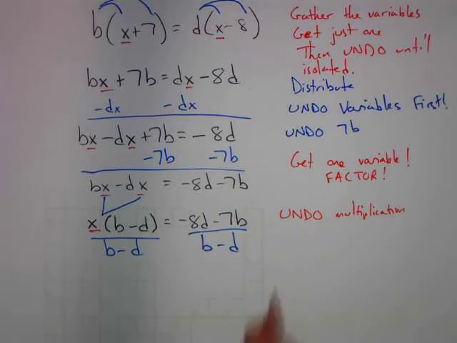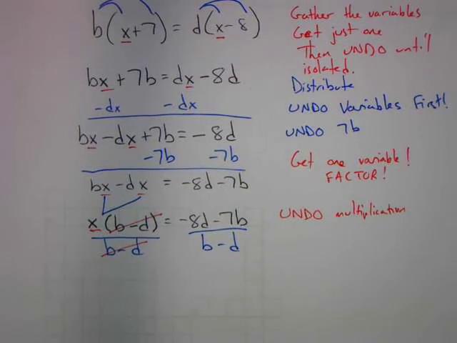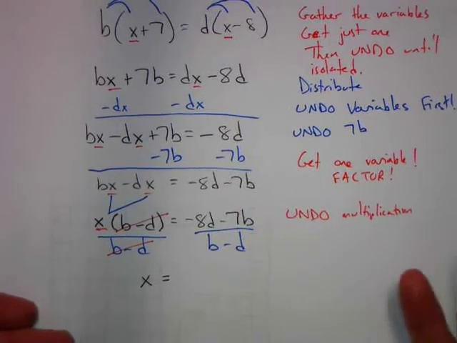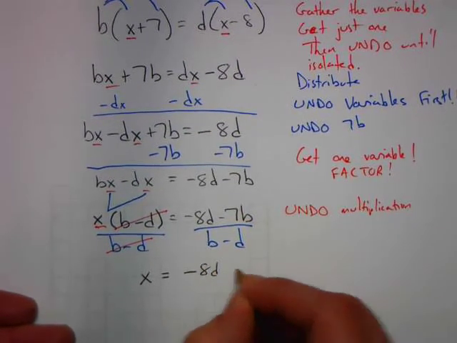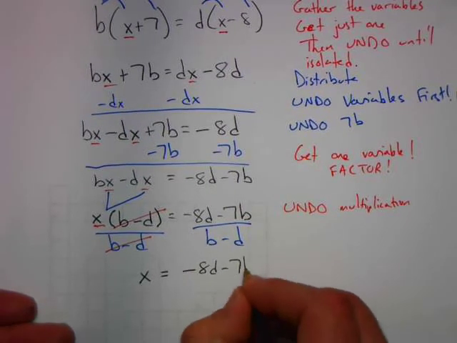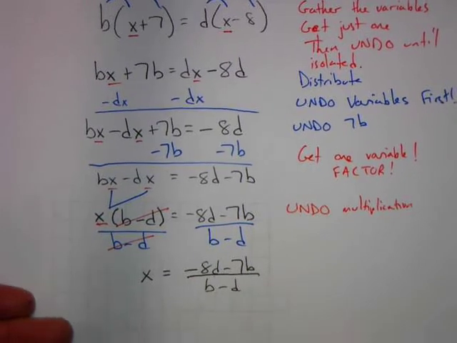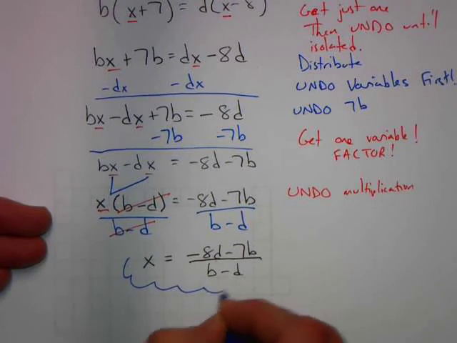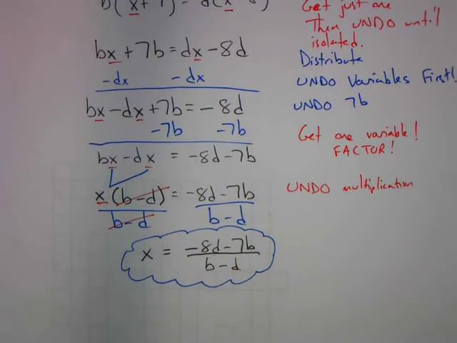At the top, we have b minus d. At the bottom, we have b minus d. That cancels, and we are left with good old x. On the right-hand side, we have that craziness that's there: negative 8d minus 7b, because I can't do anything, I'm just going to read it out loud, and then at the bottom, b minus d. And we know we're done because the x is isolated. And that is how we solve literal equations. We pay attention to the operations, and we undo them until our variable is solved for.